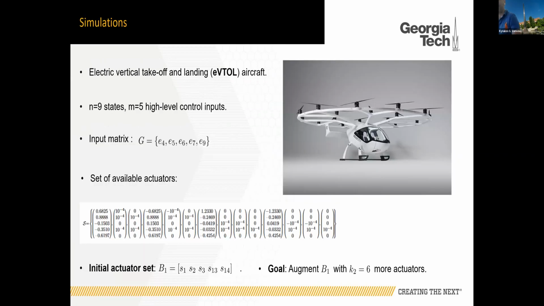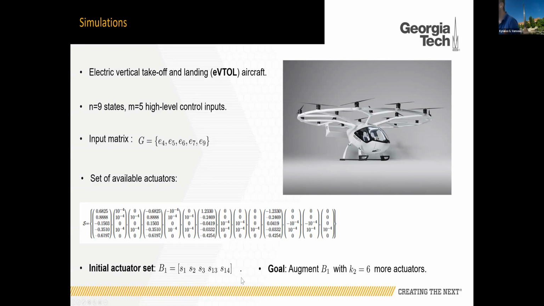And finally, I can show how this can work in an eVTOL. I have 9 states and 5 high-level control inputs, and my input matrix is selected as E4, E5, E6, E7, E9. This is the set of available actuators, and the initial actuator set is given by that.